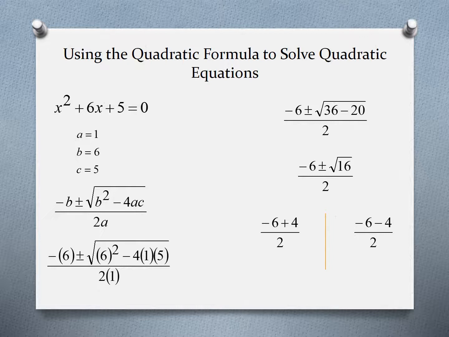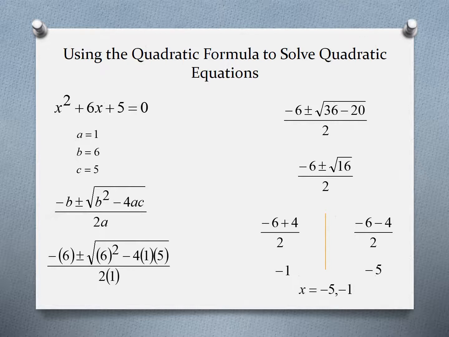And so now notice how I went ahead and broke out my two potential solutions. On the left, I have -6 plus 4, because that square root of 16 became 4, all divided by 2. And on the right, I have -6 minus 4, all divided by 2. These are my two possibilities. And so I simplify these even further, and that -6 plus 4, all divided by 2, simplifies to -1. And on the right, the -6 minus 4, all divided by 2, simplifies to -5.